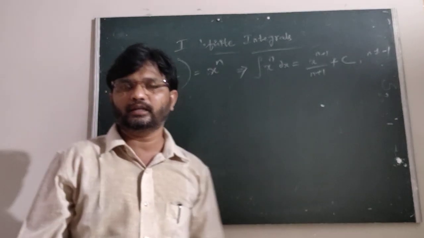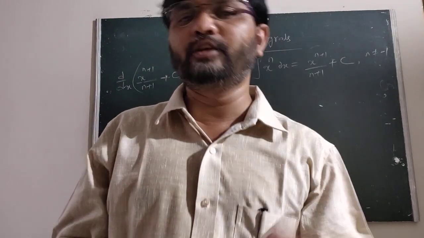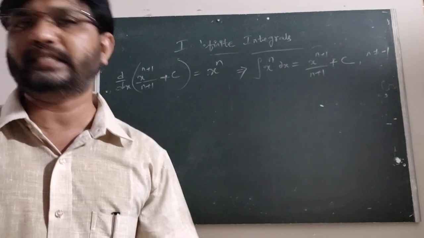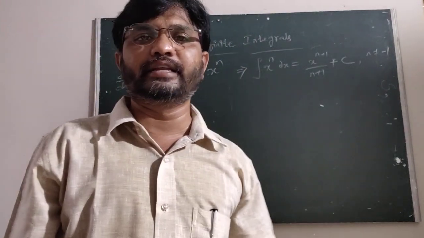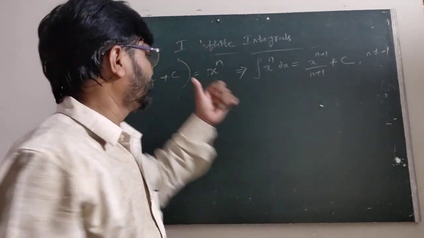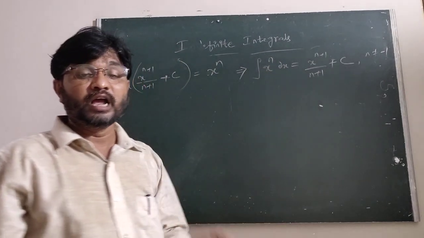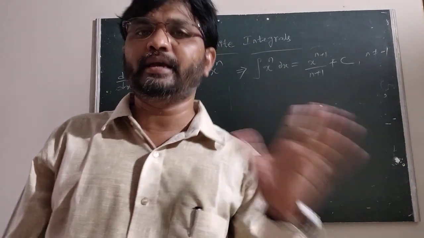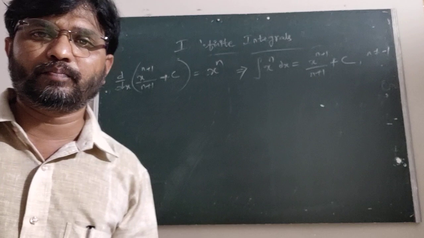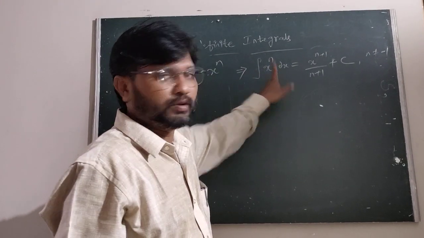So in first year, we can write simply the derivative of x power n is n into x power n minus 1. We know that the derivative of x power n is n into x power n minus 1. Whereas here the integral of x power n is x power n plus 1 by n plus 1. X power n plus 1 upon n plus 1. This is the integral of x power n.